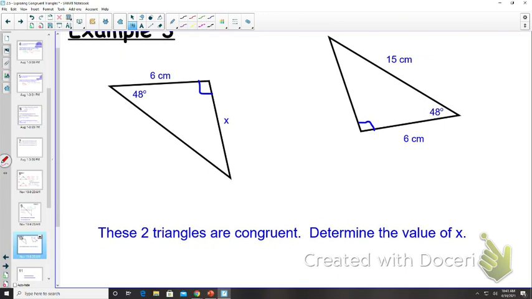Example 3. These two triangles are congruent. Determine the value of x. Well, we have 48 degrees and we have 90 degrees. And 90 plus 48 is 138, so 42 degrees is the other angle. We're looking for x though, right? You could use 15 and 6 to find it.